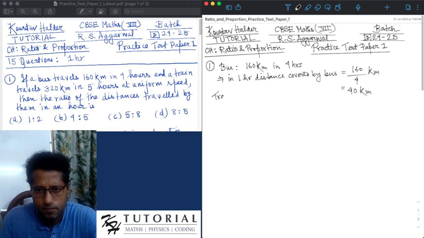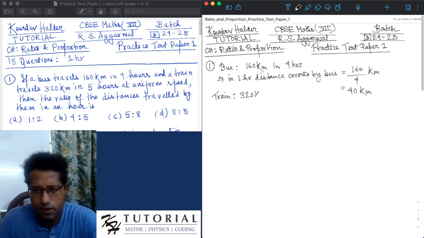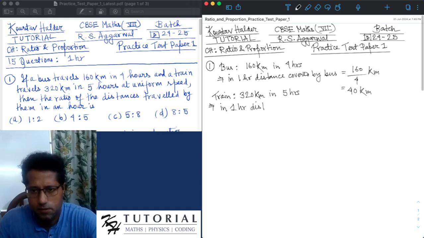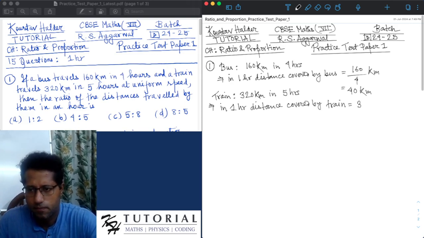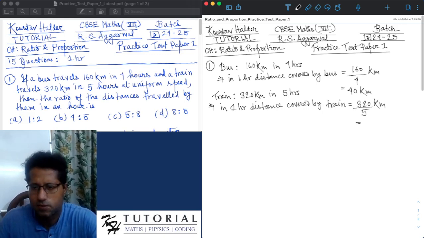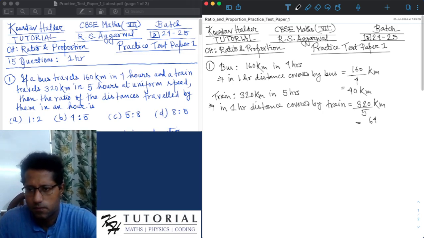Similarly, for train, it is given that it covers a distance of 320 kilometer in 5 hours. So from here we can say that in 1 hour distance covered by train equals 320 by 5 kilometer. This equals 64 kilometer.